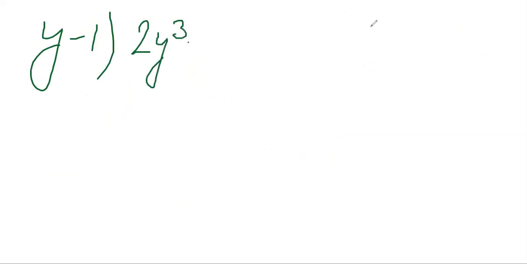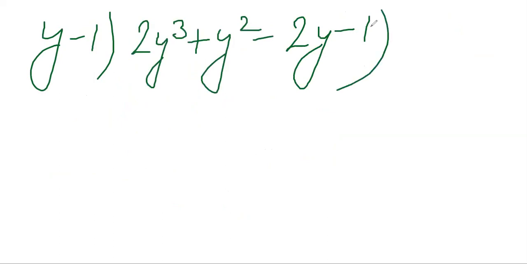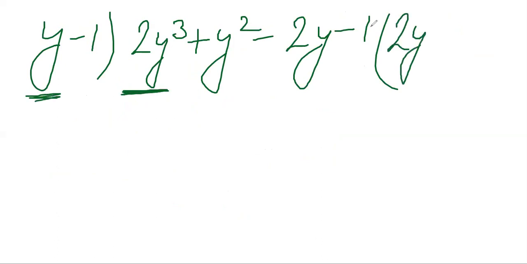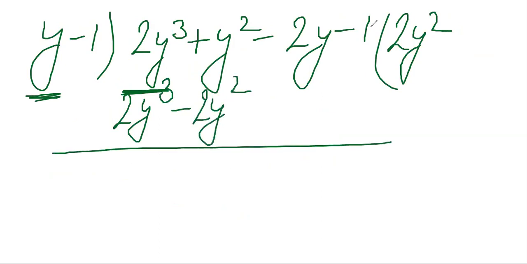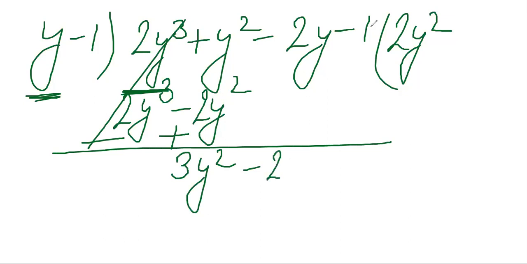2y cube plus y square minus 2y minus 1. Firstly, y and 2y cube. How to make it 2y cube? By multiplying by 2y square. 2y square into y is 2y cube. 2y square into minus 1 is minus 2y square. Minus plus cancel. We get 3y square minus 2y minus 1.